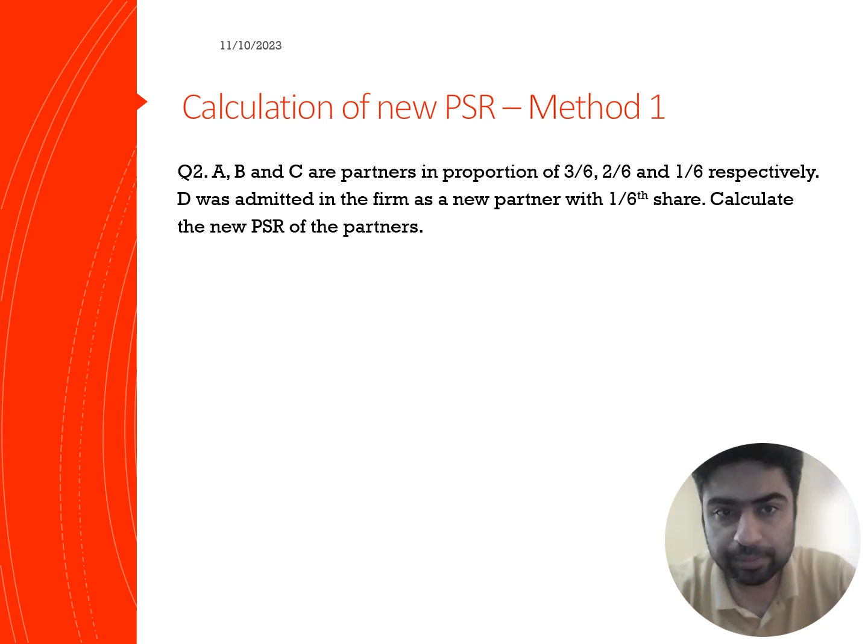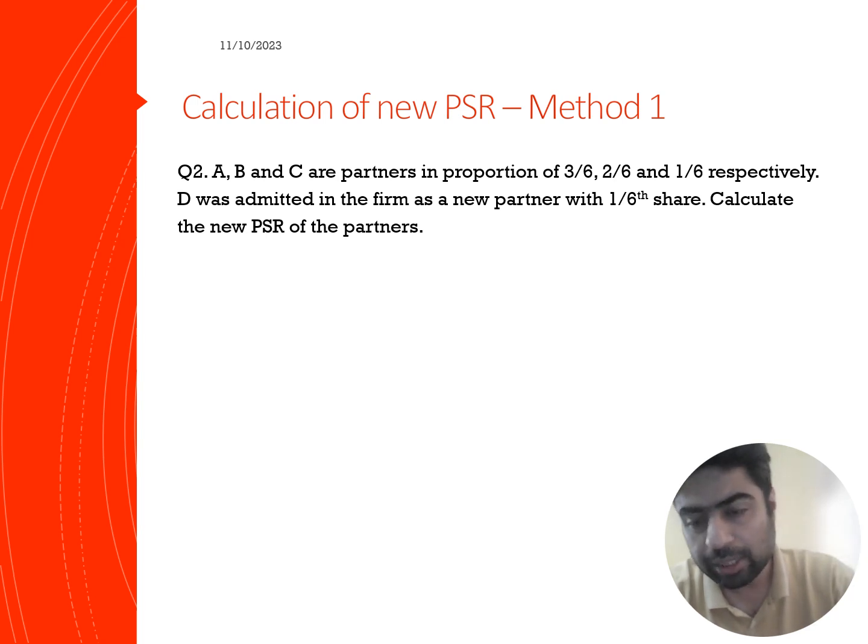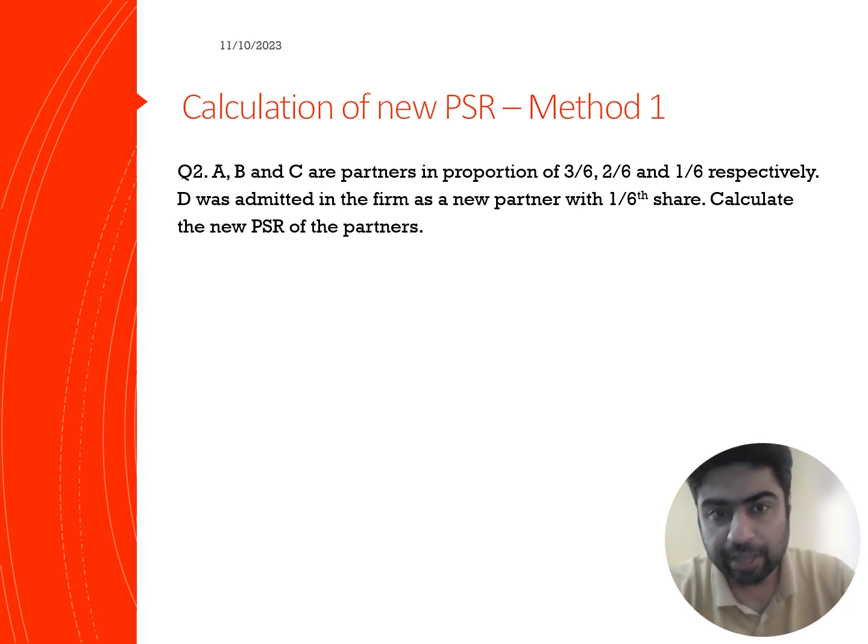Now here again, let us see what the question is saying. It says that A, B and C are partners in sharing profits in the ratio of 3 is to 2 is to 1. D is admitted into the firm as a new partner for 1/6 share, right? We need to calculate the new PSR. Again, if you check the previous question and you check this question, इसमें पुरानी रेशियो दे रखी है पुराने पार्टनर्स की, जो नया पार्टनर आ रहा है उसका शेयर गिवन है, लेकिन और कोई इंफॉर्मेशन गिवन नहीं है.